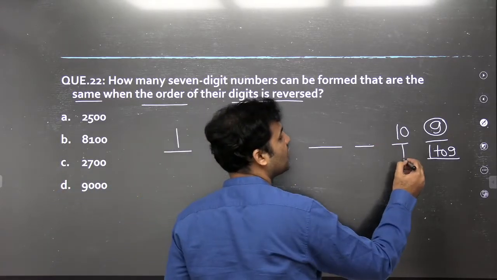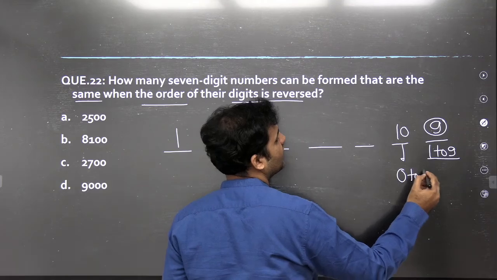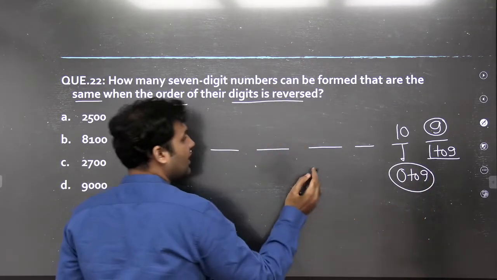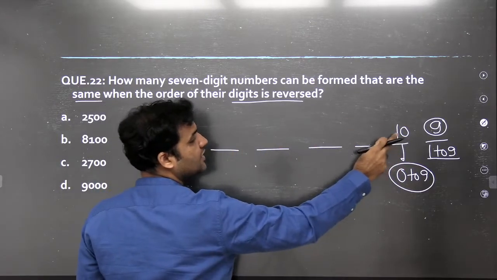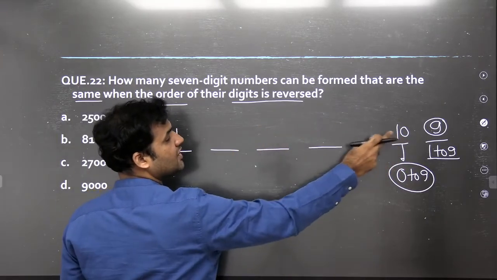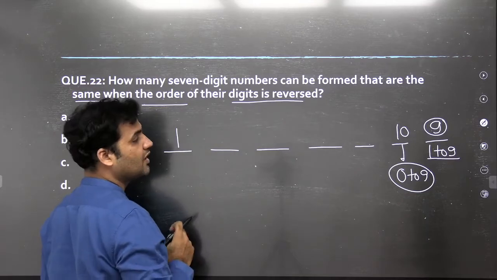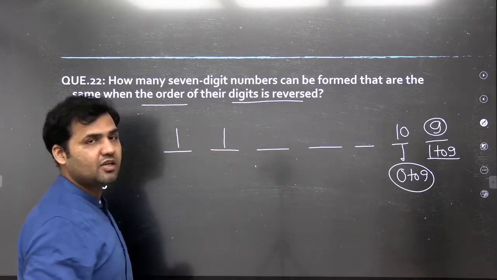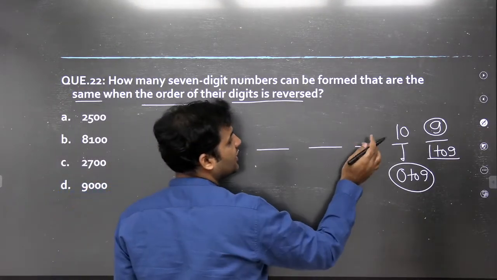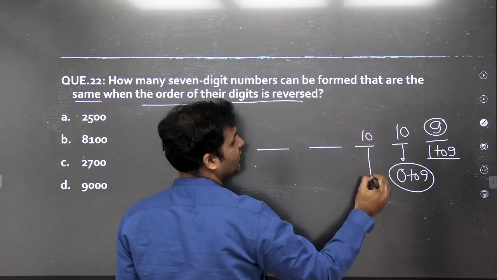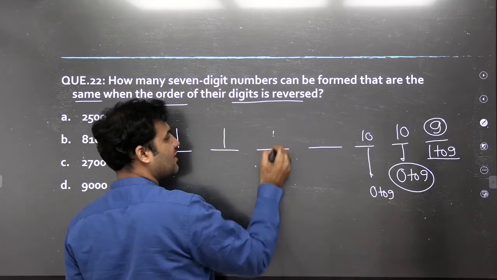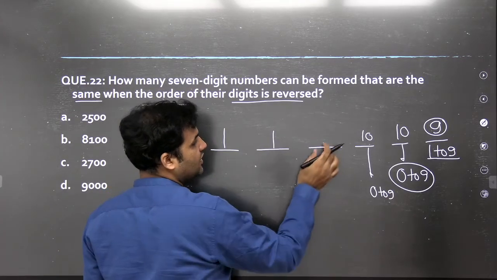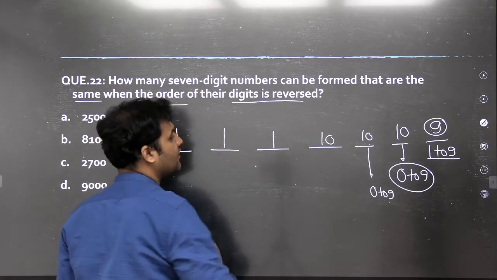Why 10 ways? Because you can place any number from 0 to 9 on this tens place. Now if this digit is 0, you'll have to place 0 over here. If this place has digit 1, then this place will also have digit 1. That means this place can be filled only in one way. Similarly, this place can also be filled in 10 ways. It can be anything from 0 to 9. Then this place can be filled only in one way. Now this place can be filled in 10 ways.